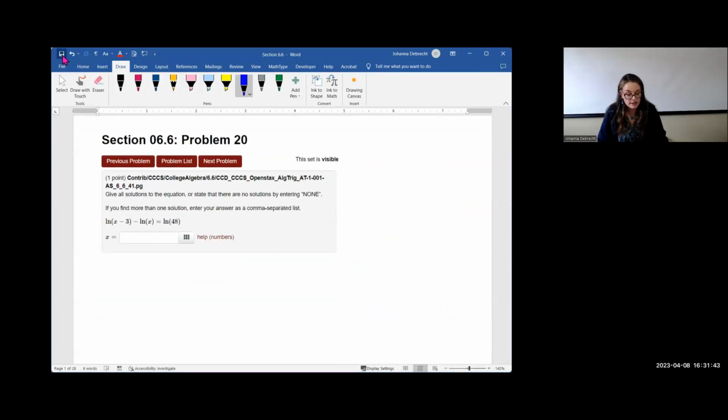Now I want you to pause the video, work this problem out in whatever method you choose, and then turn the video back on to compare your answer.